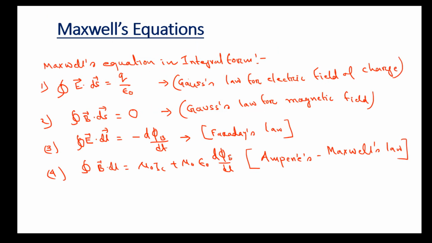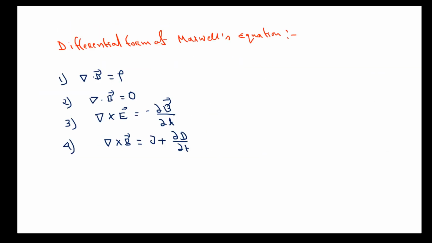So these are the four Maxwell's equations that I already discussed in my last video. These are the integral form of Maxwell's equations, and these are the differential form. So in this video our aim is to derive the equation del cross B equal to J plus del D by del T. It means going from the integral form to the differential form.